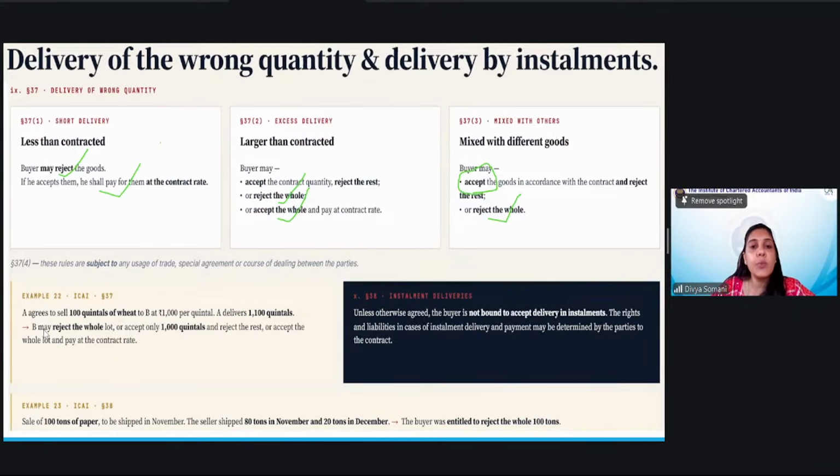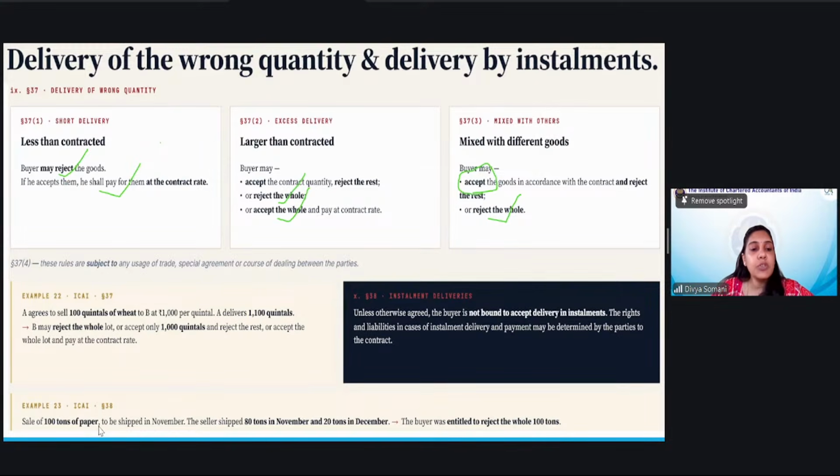So B, being the buyer, has the option to reject the whole of the lot, or he may accept only 1,000 quintals and reject the rest of it, or accept the whole of the lot and pay as per the contract rate. Whatever the rate was decided in the contract, accordingly he will pay for the excess 100 quintals which he has got. There is one more example.